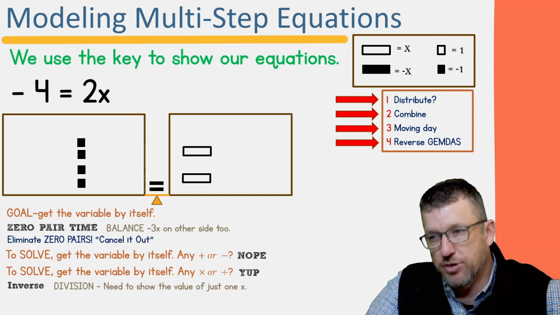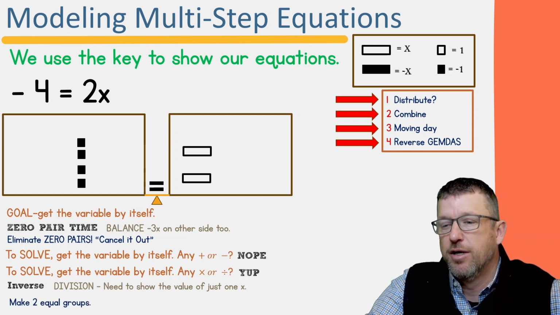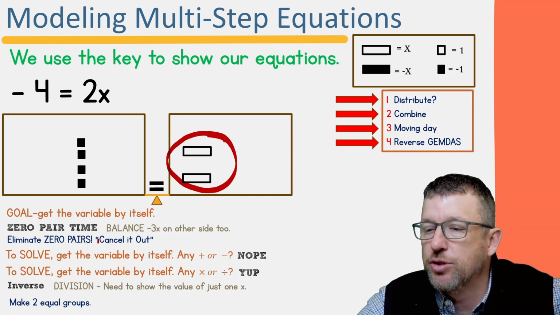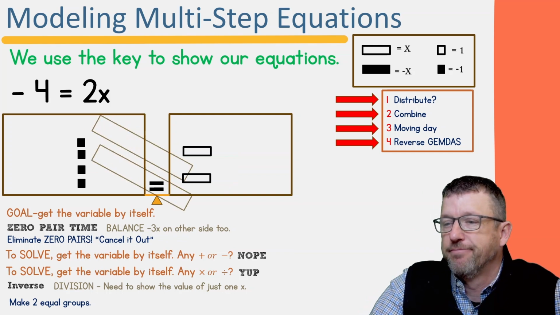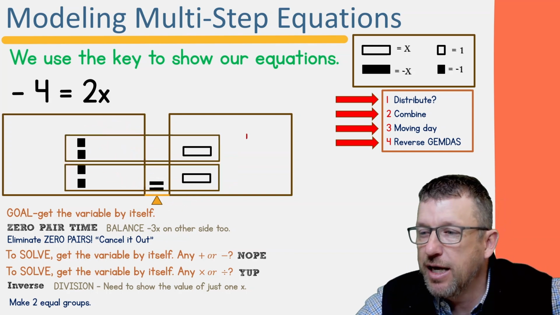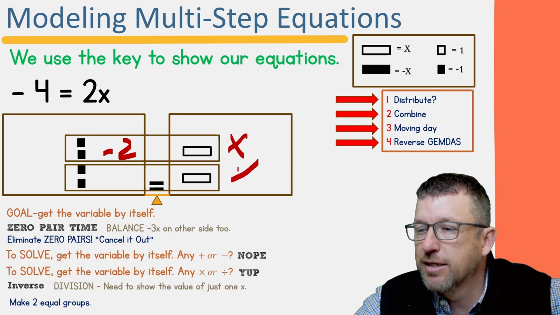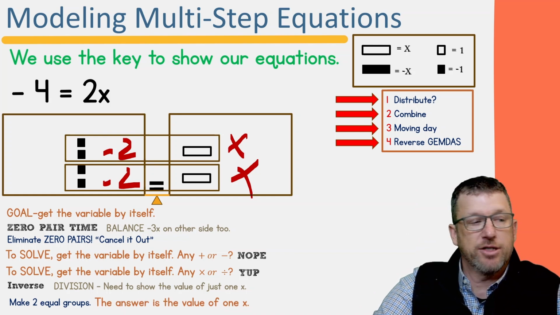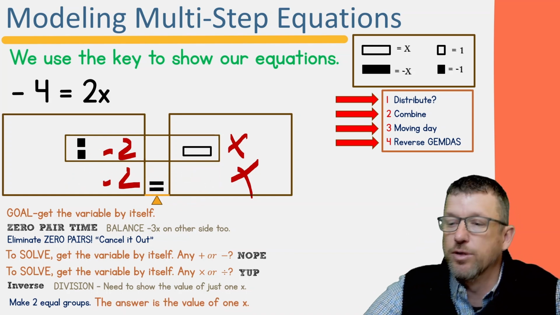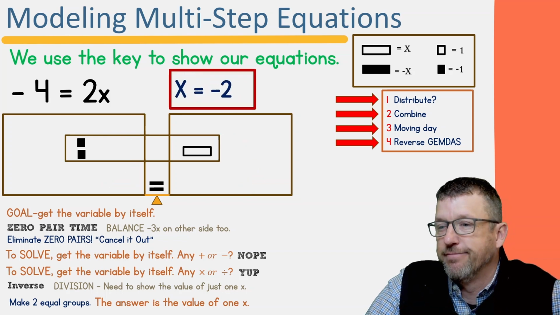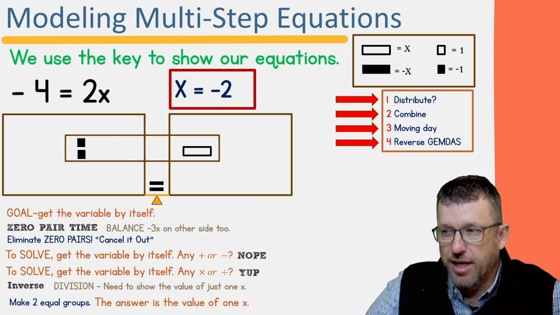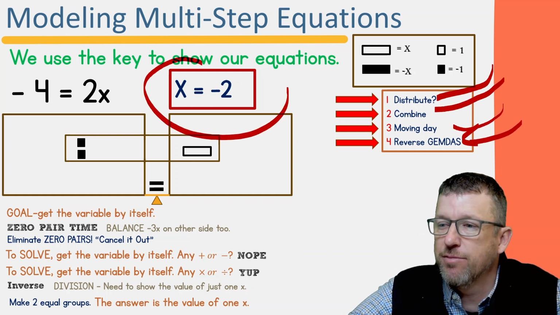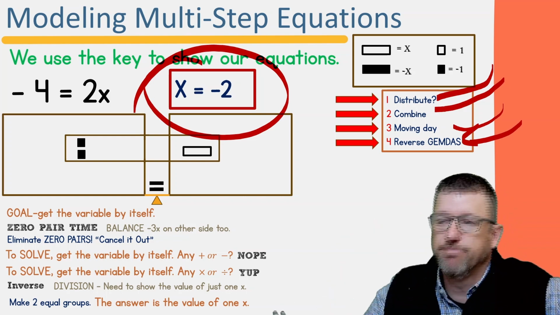Remember in the multi-step or the two-step equation, all we're trying to do is get the value of 1x. Since there's 2 of them, we are going to make 2 equal groups, okay? So there's our 2 equal groups. This x equals negative 2, and this x equals negative 2. So to solve this, we only want the answer of one of the x's. So x equals what? Negative 2. And there's our answer. And that's how you solve it. Okay? Distribute, combine, moving day, reverse GIMDAS, get the variable by itself. Boom, boom, boom. Life is good.